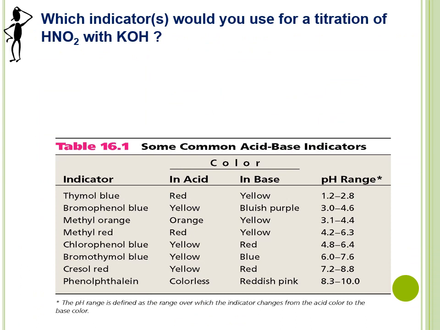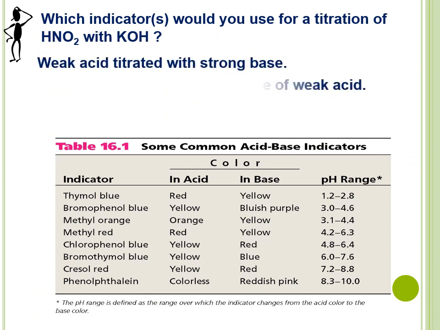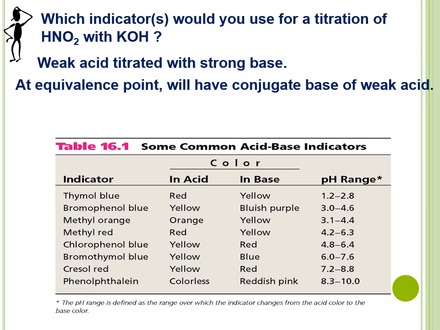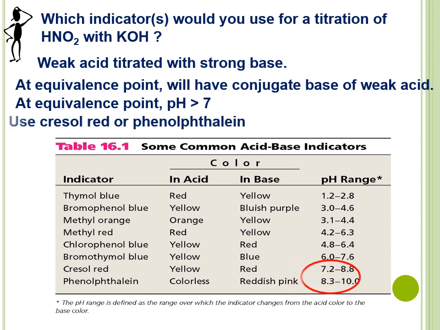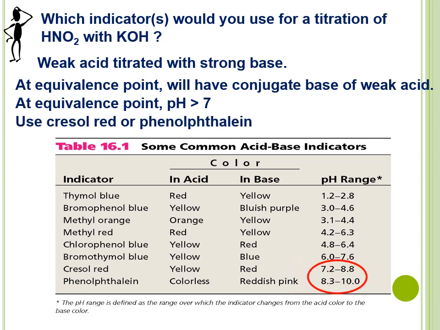Next question. Which indicators would you use for a titration of the nitric acid with potassium hydroxide? This is a weak acid titrated with strong base. So at equivalence point, we're going to have the conjugate base of the weak acid. So it is going to be more than 7. Which indicator is suitable? Look at the pH range and we must find the ones that are basic. So we can use cresol red and phenolphthalein.